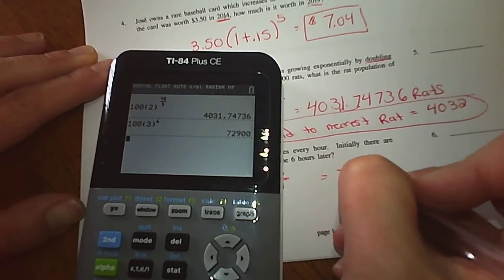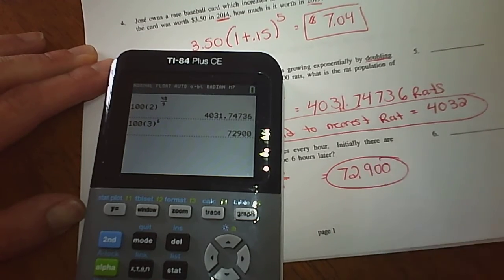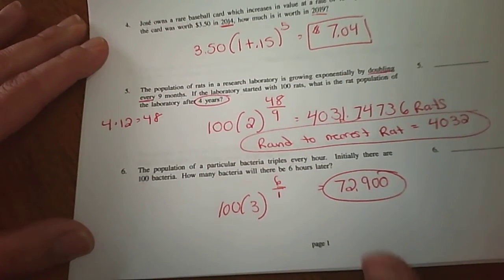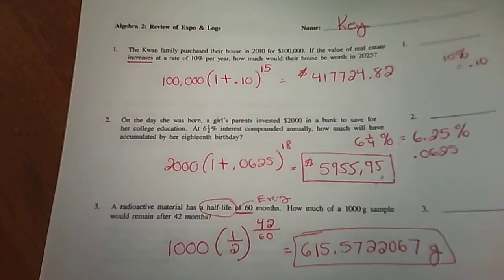And that's 72,900. All right, so that was the first page. If you notice, it's a lot of the same question over and over again.